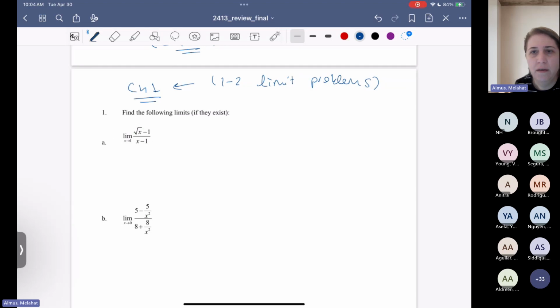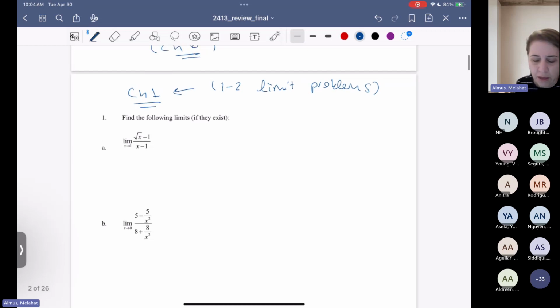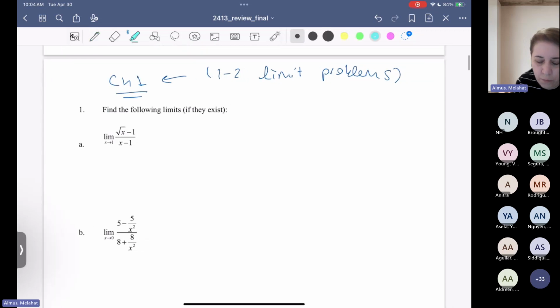So for chapter 1, review your limits, just basics. What's continuity? What's a right-hand limit, left-hand limit? It's just the basics from chapter 1, nothing tricky. If you see a limit problem, you know what to do. First of all, we need to plug in the target and see the answer. If you're getting a real number, that's the answer. Let's plug in 1. We get square root of 1 minus 1, 1 minus 1 equals 0 over 0.